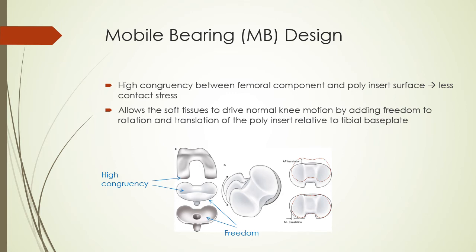So we talk about mobile bearing design as well, and in knees, of course, we have multiple mobile bearing designs available in the market. And the idea, as we mentioned a couple of times before, is to have high congruency between the femur and the poly insert, such that to reduce contact stress, and then allow the poly insert to either rotate for some designs, even with AP and ML translation on the base plate, and that will allow soft tissue to drive normal knee motions with that freedom.